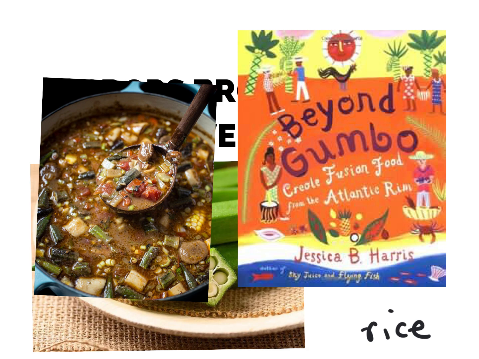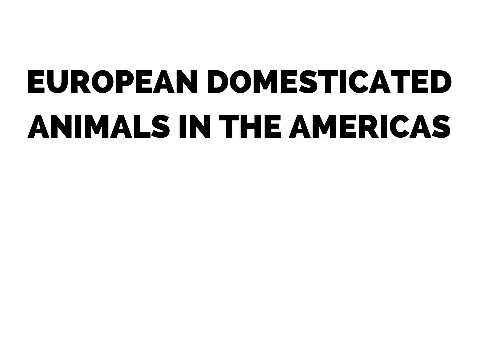You could put potatoes in it sometimes. And you serve it over rice, which was brought over by enslaved people. And so it really is one of these syncretic foods, and that's really exciting. All right, next up, we need to talk about animals. So what should we talk about?